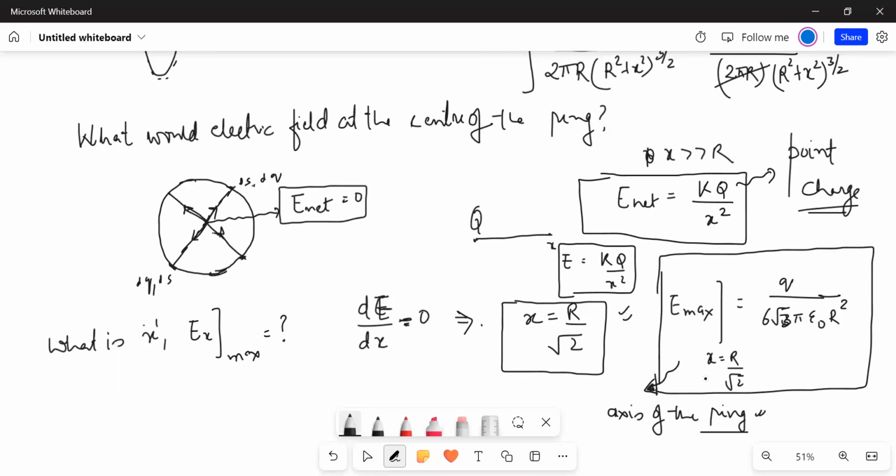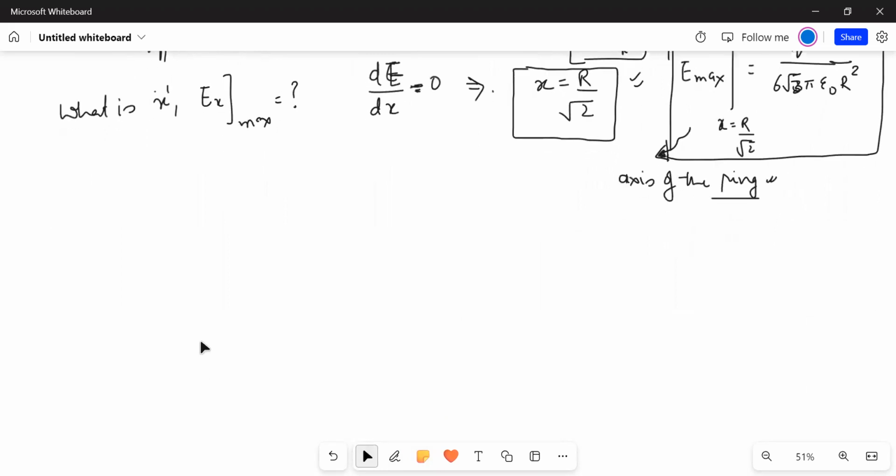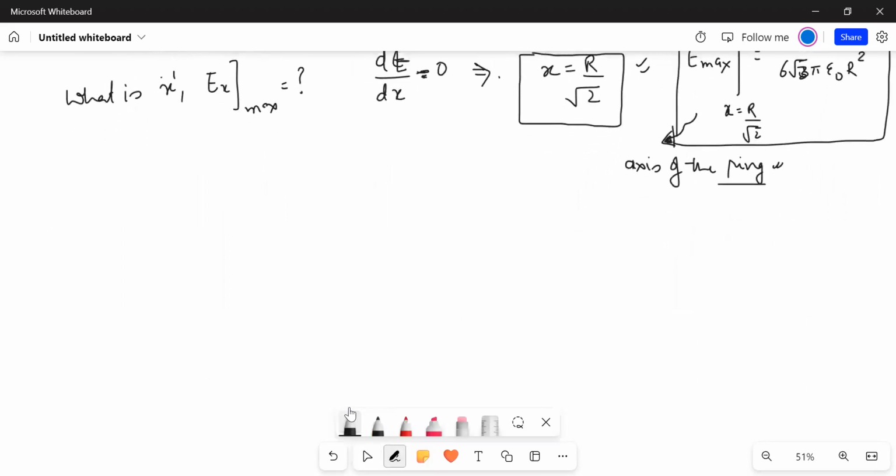Now let us instead do a half ring case. Okay, I'll give you a few minutes to think about it, then I'll start. So instead of a full ring, I'm making a half ring now.